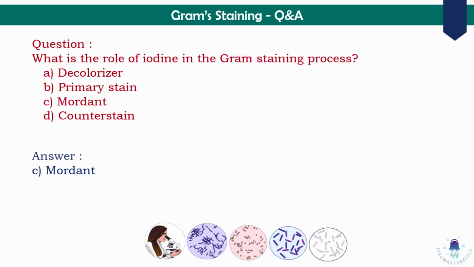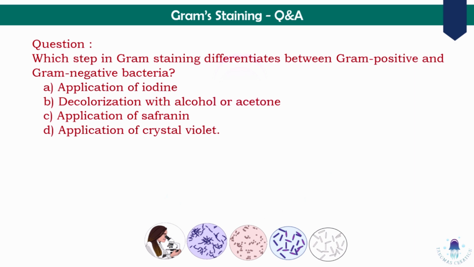Question: Which step in gram staining differentiates between gram-positive and gram-negative bacteria? Option: A. Application of iodine, B. Decolorization with alcohol or acetone, C. Application of safranin, D. Application of crystal violet. Answer: B. Decolorization with alcohol or acetone.